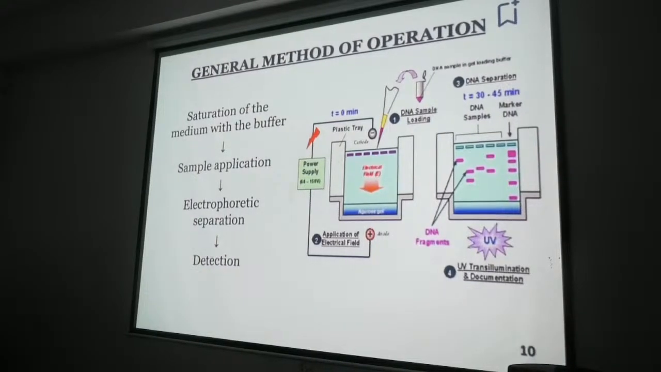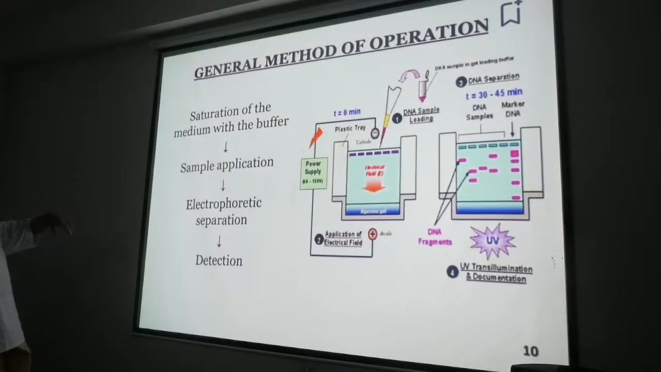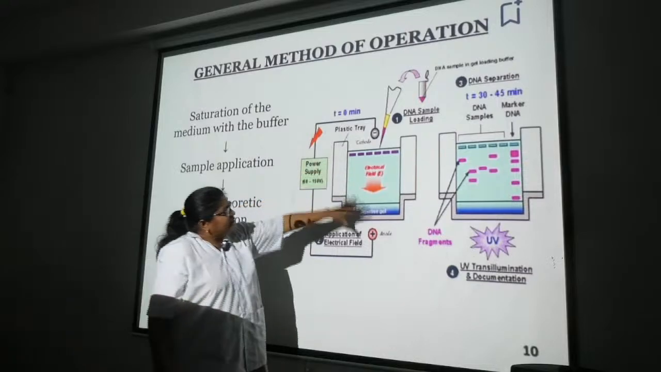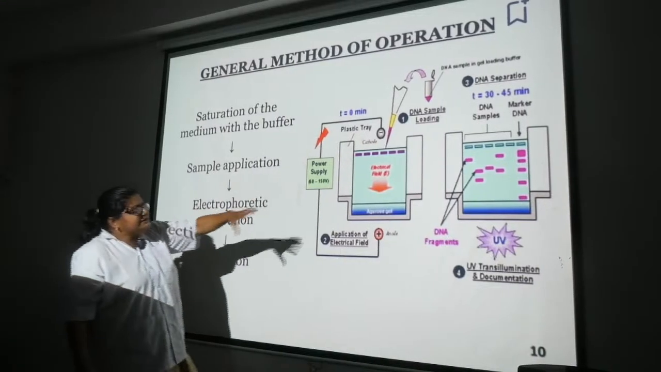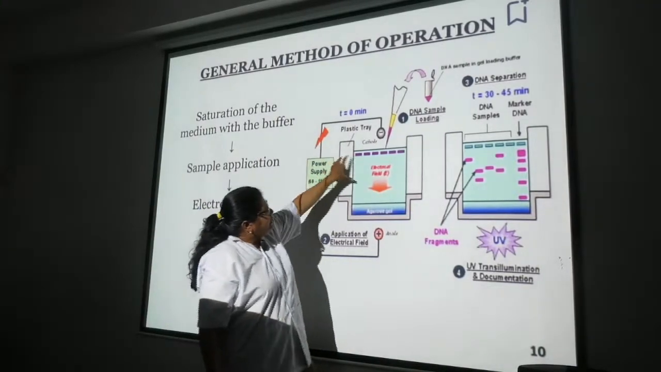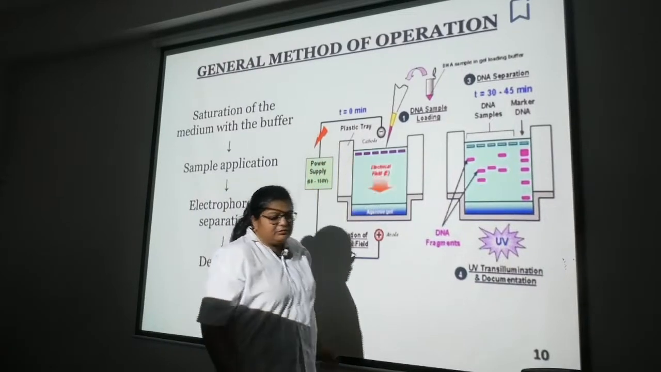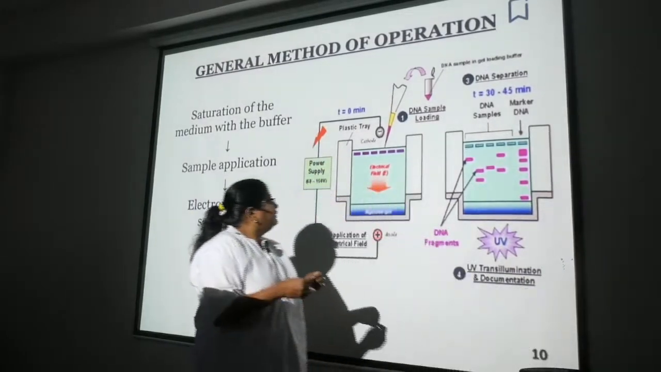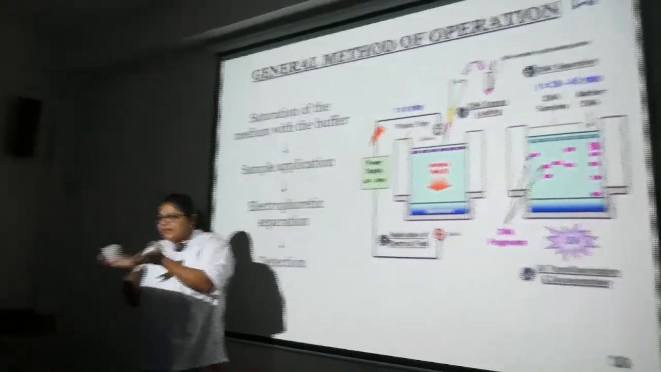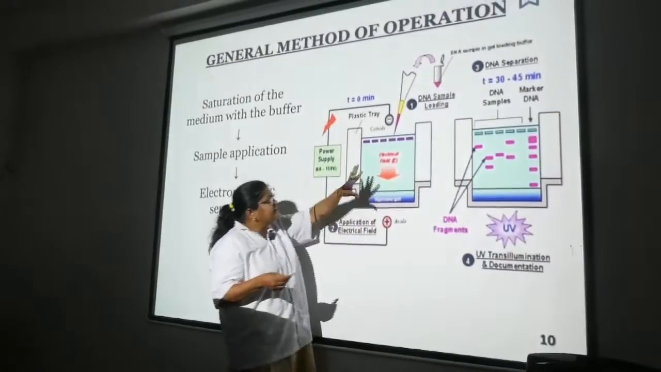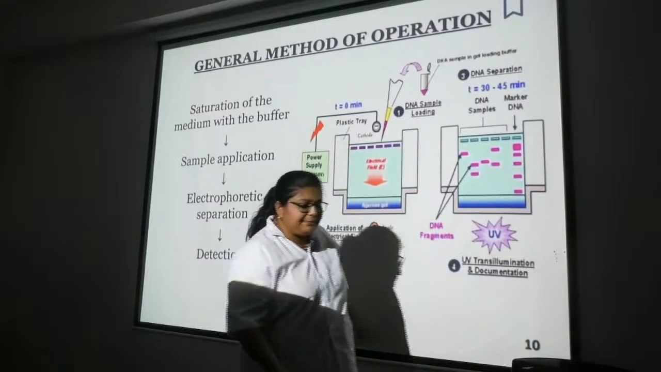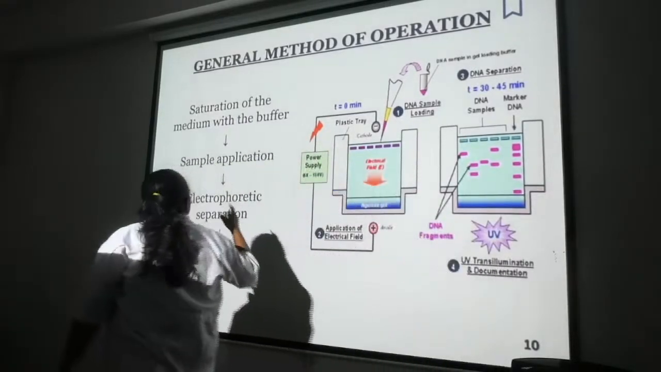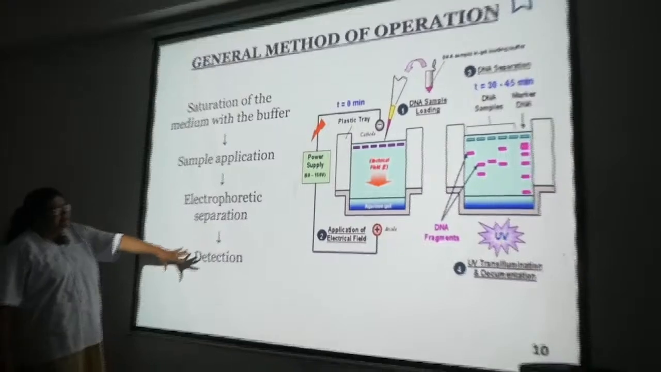General method of operation: saturation of the medium with the buffer. This chamber is filled with the buffer. Sample application: this is gel electrophoresis. It is the gel. Here we prepare the gel, and when the gel is in liquid form, we place the comb, and after the gel solidifies, we remove it, which forms the wells for sample application. Then sample application, electrophoretic separation and detection.